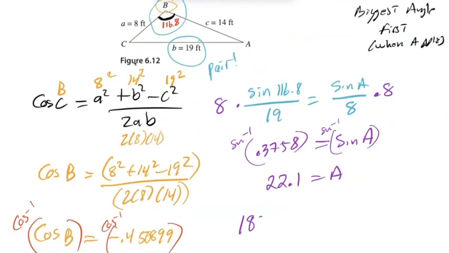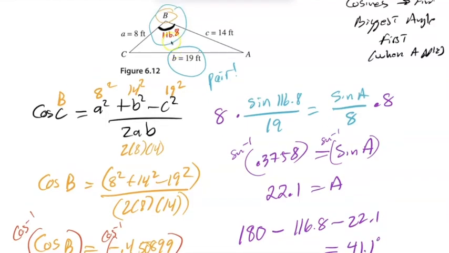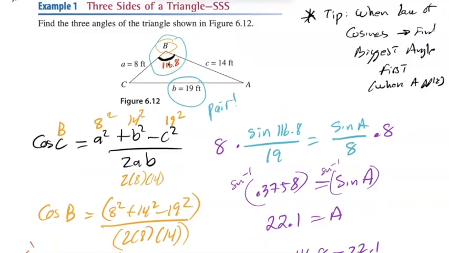Anytime we have a triangle, an easy way to find the remaining angle is to subtract from 180. 180 minus 116.8 minus 22.1, and that gets me 41.1. That's all the angles of that triangle using law of cosines and law of sines.